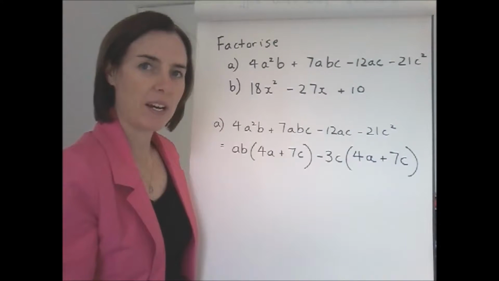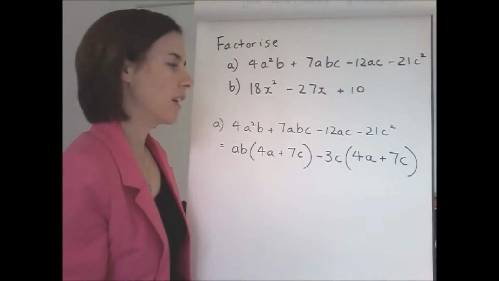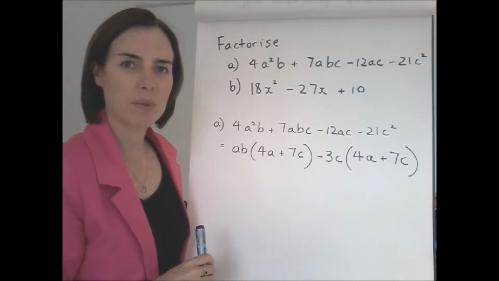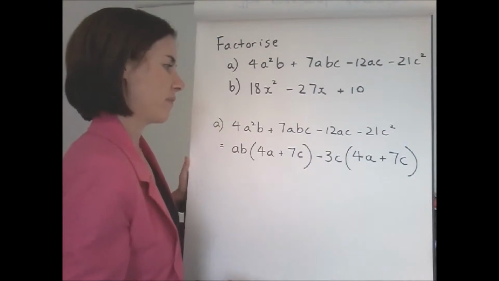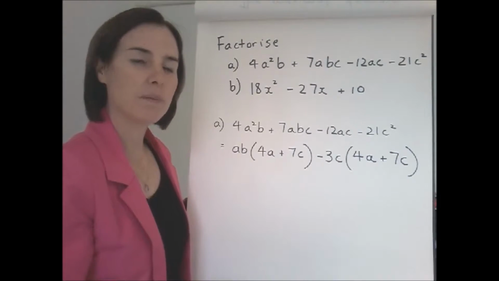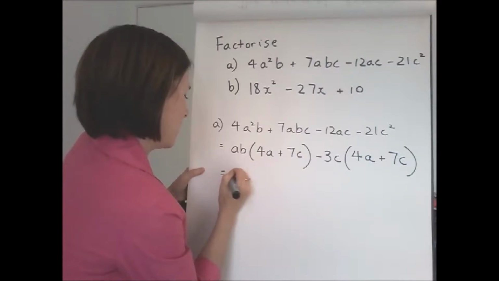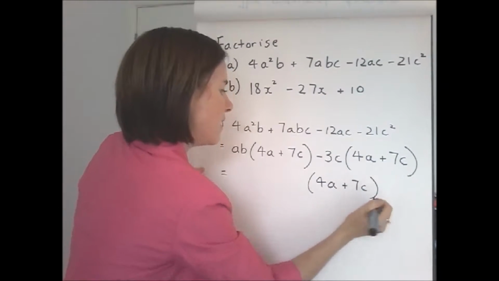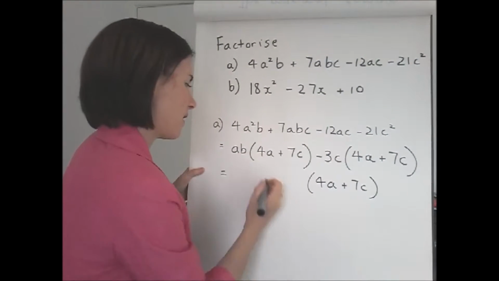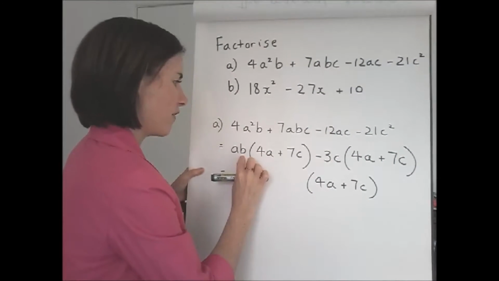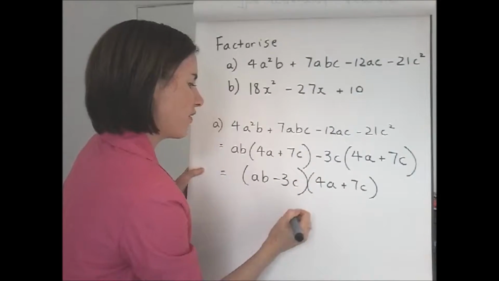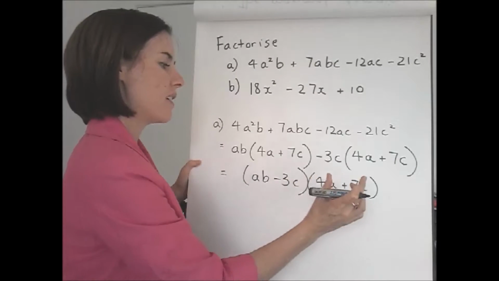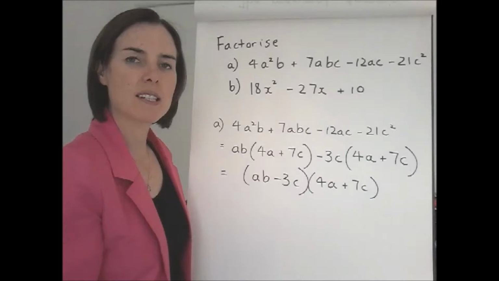If it doesn't work out that way, all I can suggest with 4 terms is that you reorder the terms in the original question and see if that helps you get your 2 brackets the same, because sometimes the terms are just given in the wrong order. Now I'm going to factorise the common bracket out. 4a plus 7c is common to both sections, and what's left is ab from here and negative 3c from here. So the factorised version is ab take 3c by 4a plus 7c.